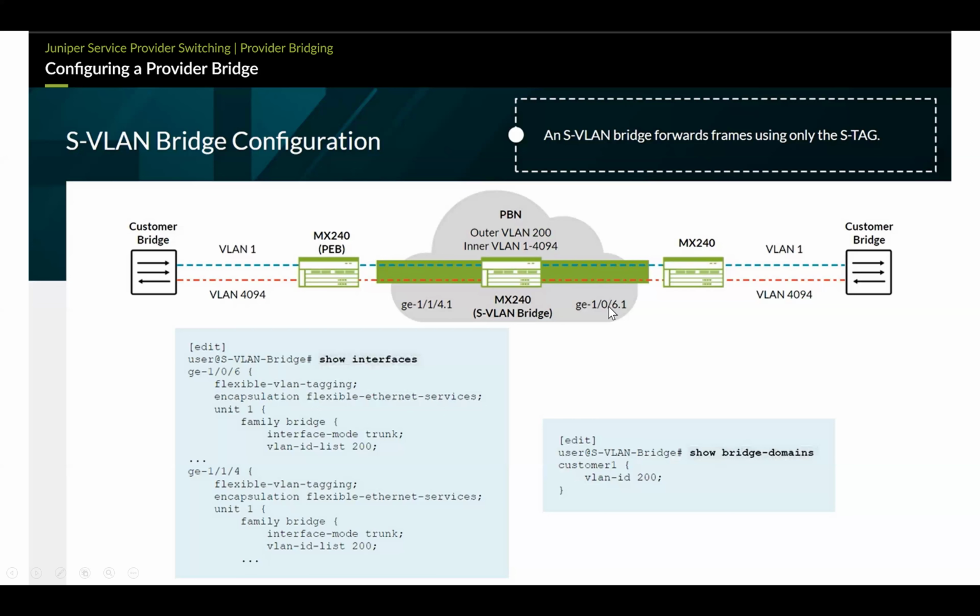See here, the interface is ge-1/0/6, flexible VLAN tagging, encapsulation flexible Ethernet services, family bridge, interface mode trunk. The VLAN ID allowed is 200. Just allow the outer VLAN in the service provider network.